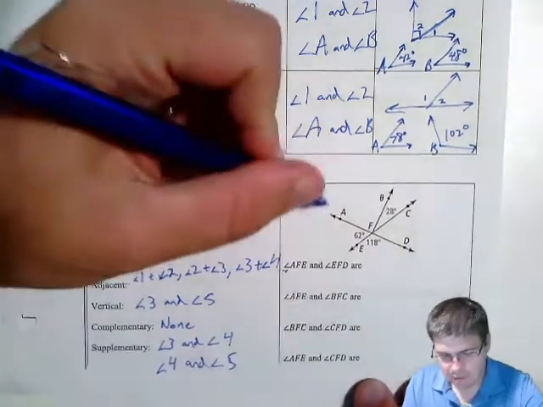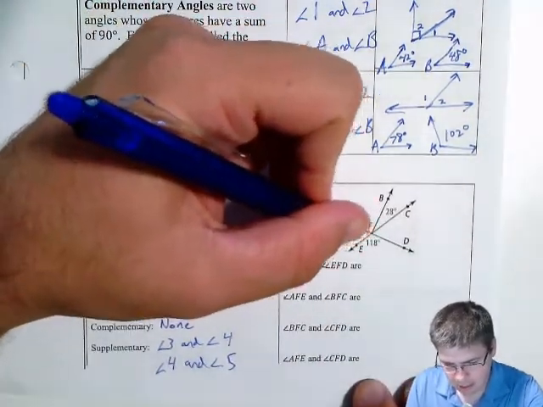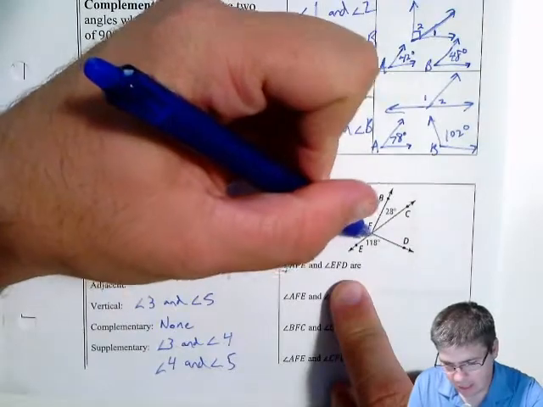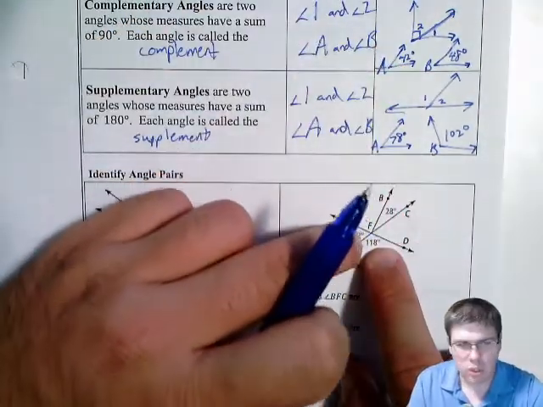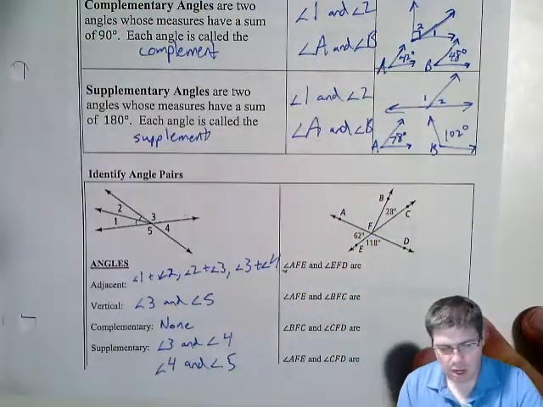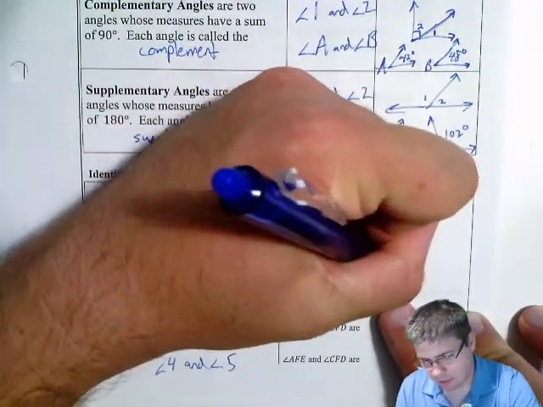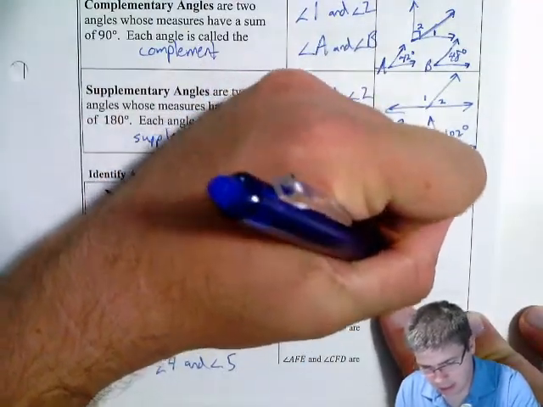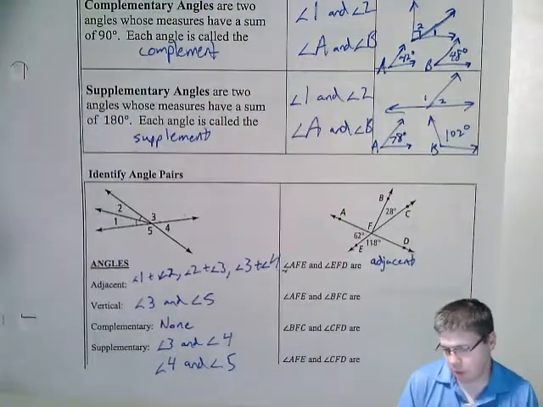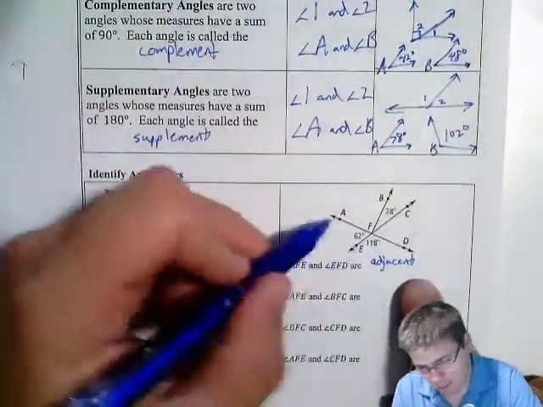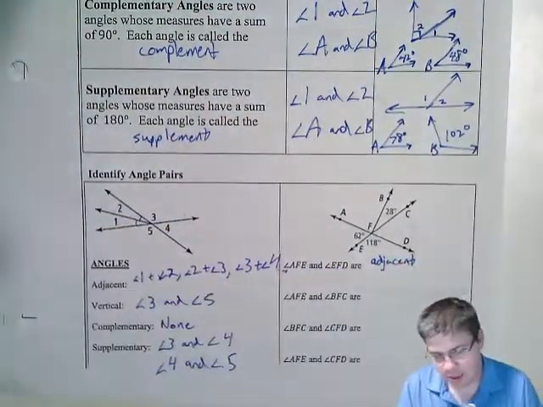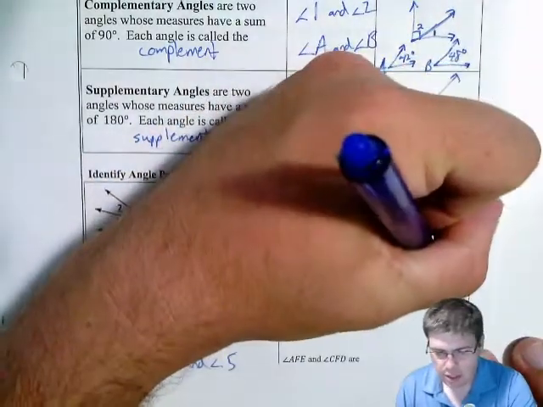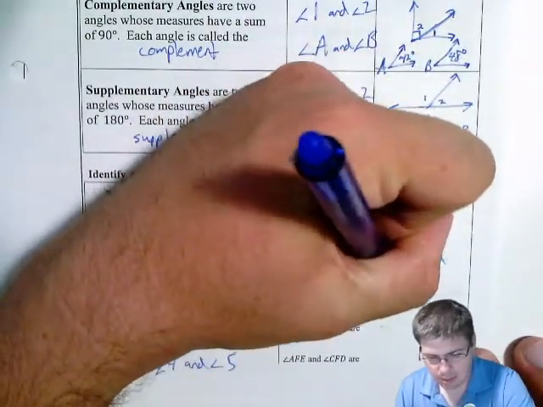So angle AFE, this 62 degree angle, and EFD, those are a couple of things. I'm not going to write this down for everyone, but they are adjacent. But maybe even more so, they are supplementary. They make that straight line. These two, if you add those up, it adds to 180 degrees. So they are adjacent and supplementary.